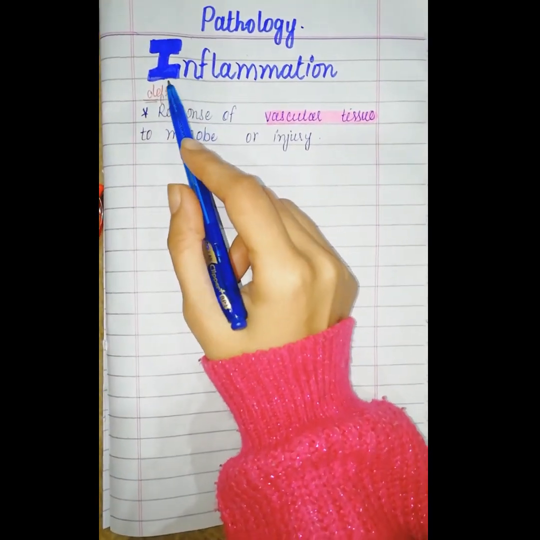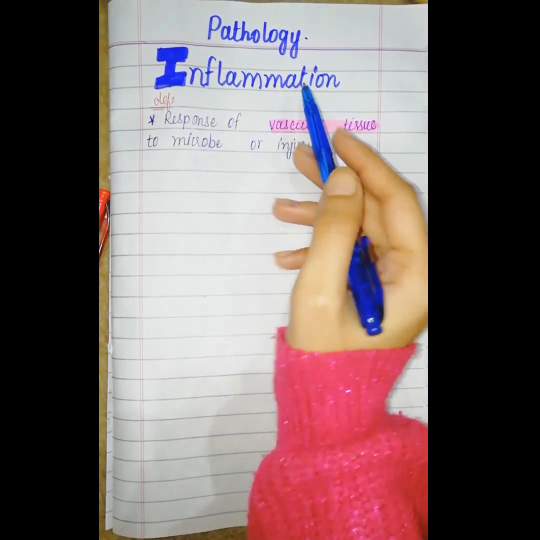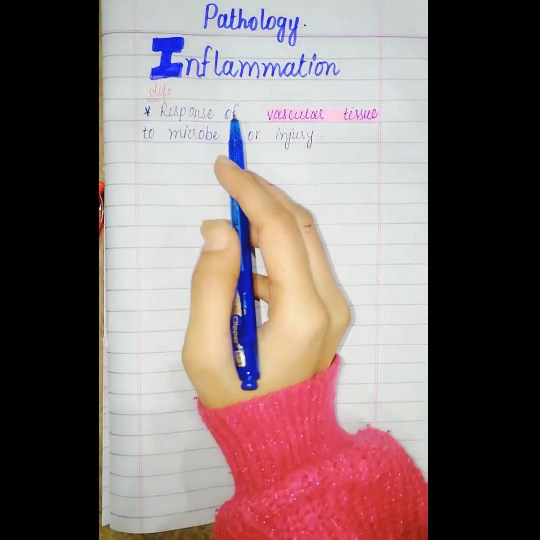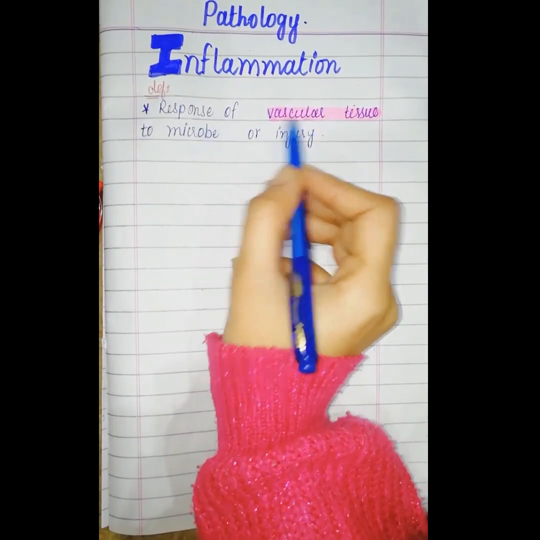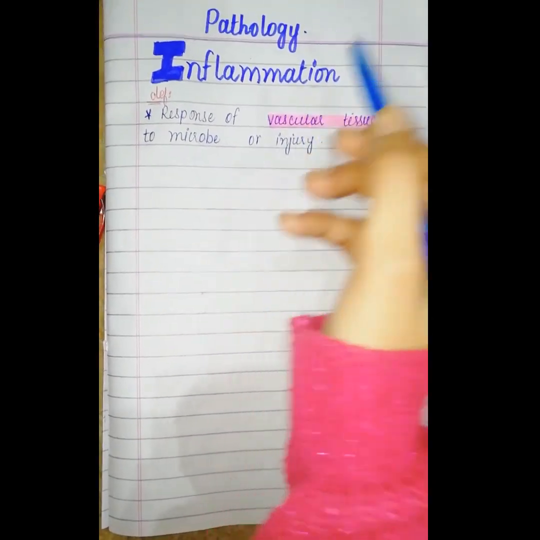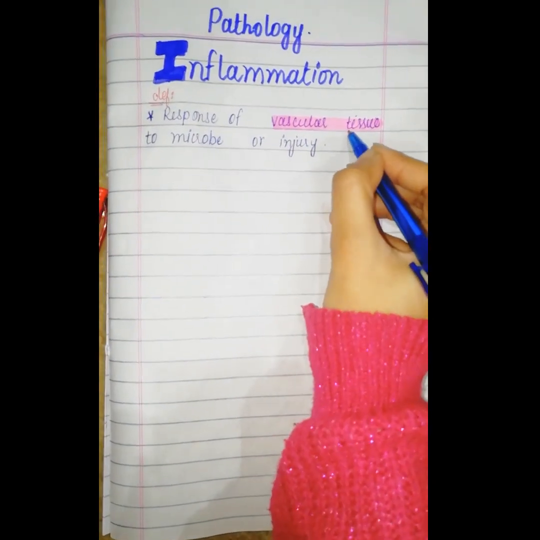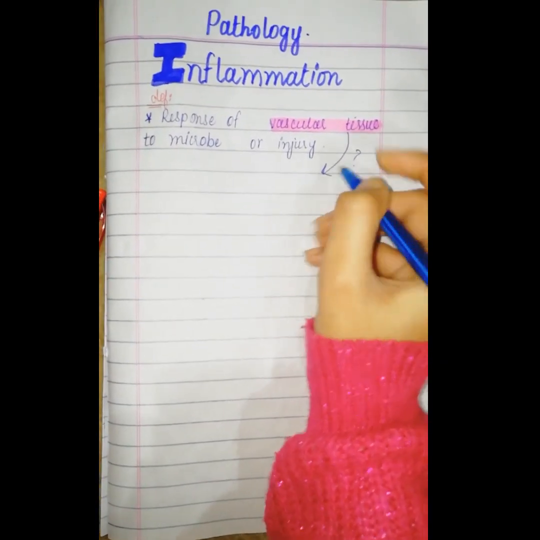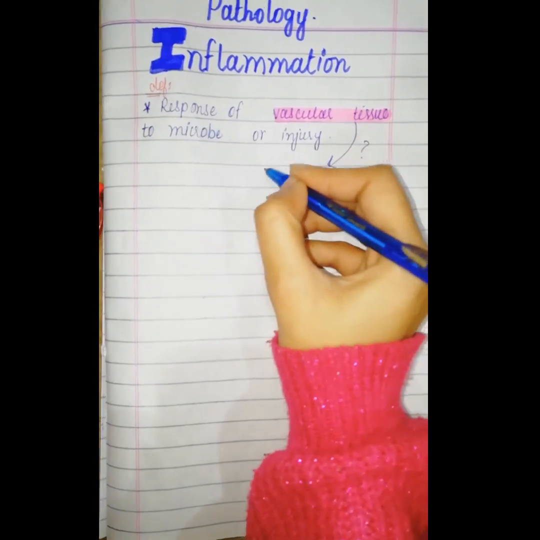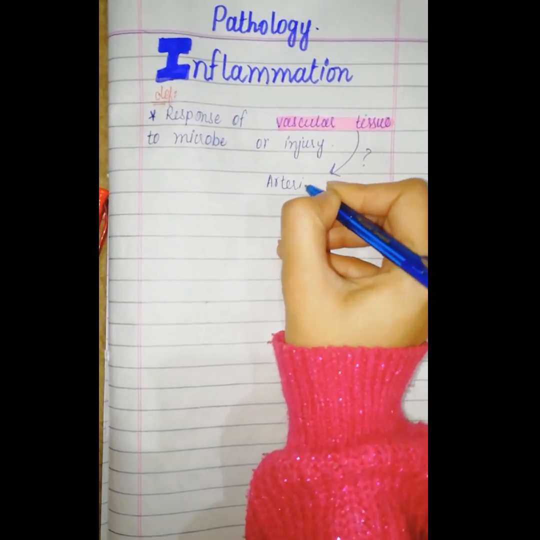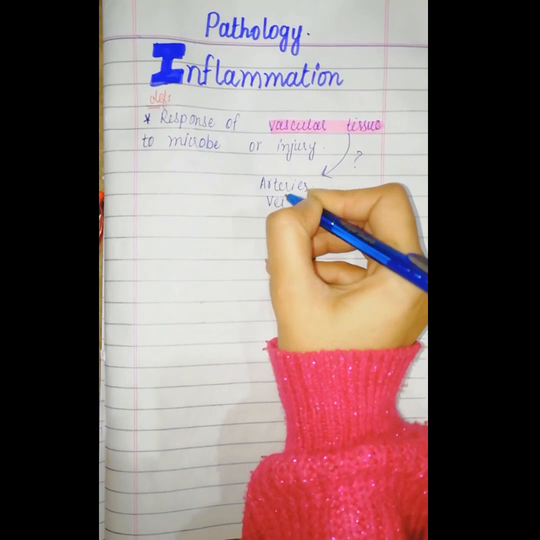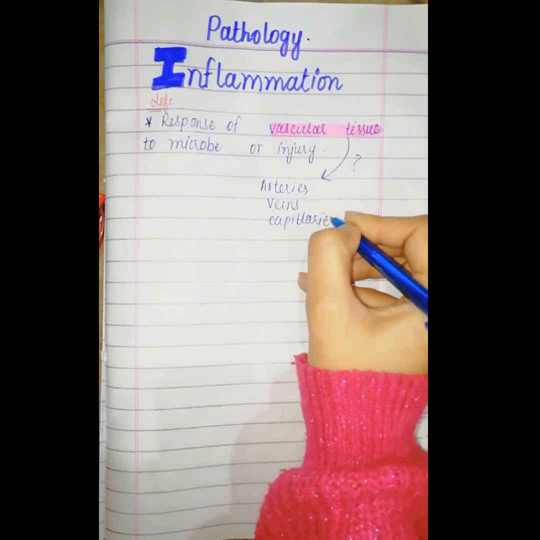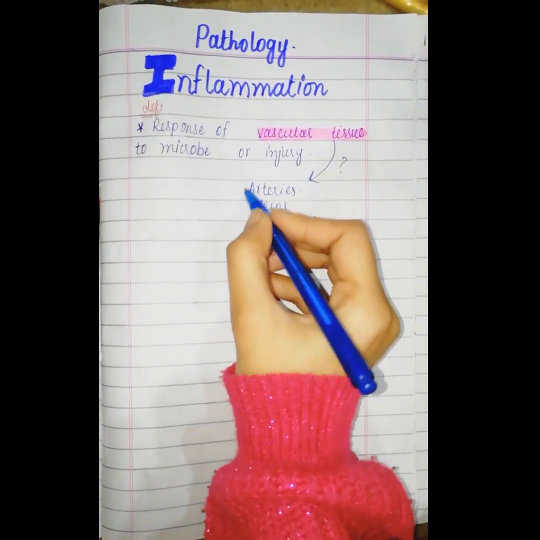First of all, we should know about inflammation. What is inflammation? We have to know the definition of inflammation. The definition of inflammation is the response of vascular tissue to microbe or injury. Okay, it is the response of vascular tissue. So what is vascular tissue? Vascular tissues are arteries, veins, capillaries, and associated tissues in humans.